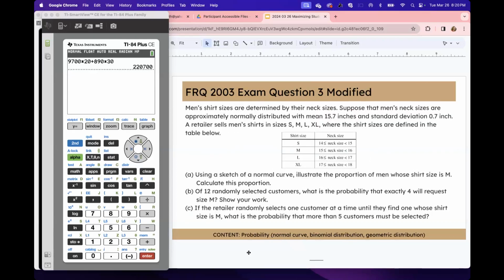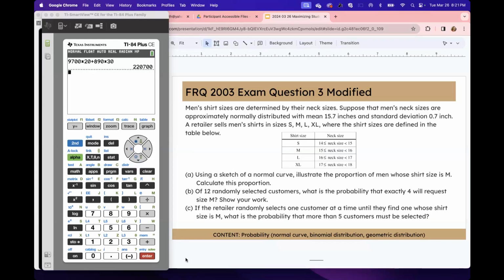Let's take a look at one free response question here. This is from 2003. You can see we're going back into the past. This one's about men's shirt sizes. And for those of you who don't know, some men's shirt sizes are determined by the neck size. So suppose that men's neck sizes for this problem are approximately normally distributed with a mean of 15.7 inches and a standard deviation of 0.7 of an inch. We have a retailer that sells shirts in 4 different sizes, small, medium, large, or extra large, based on the neck size falling in a certain interval of values.